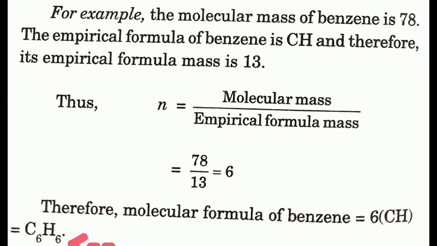And sometimes the n value comes out to be 1. It means that the empirical formula mass and the molecular mass of that particular molecule are the same.